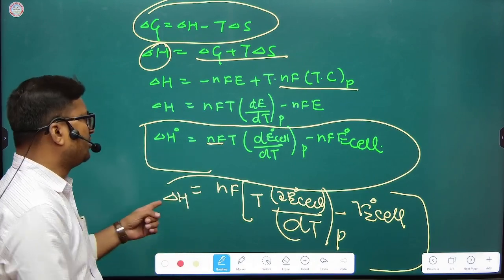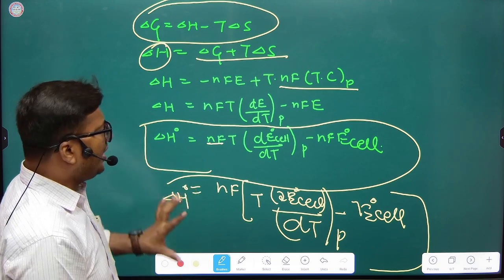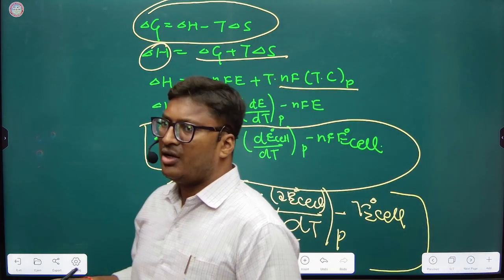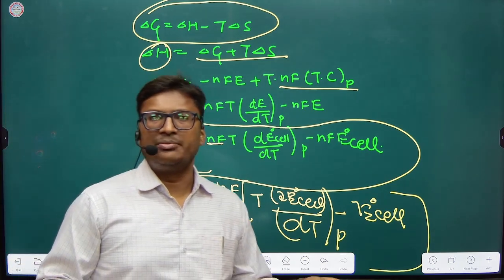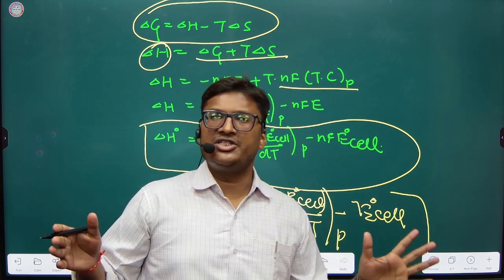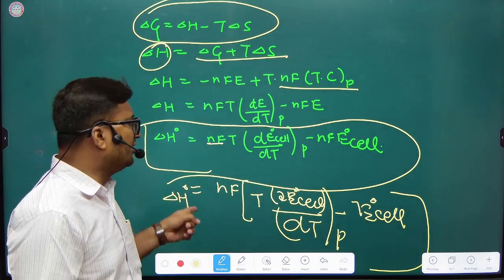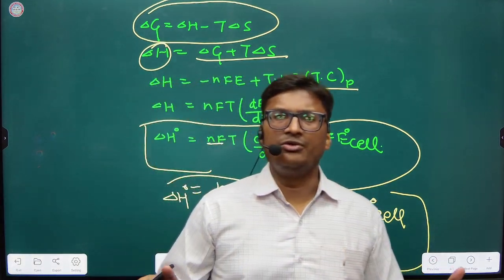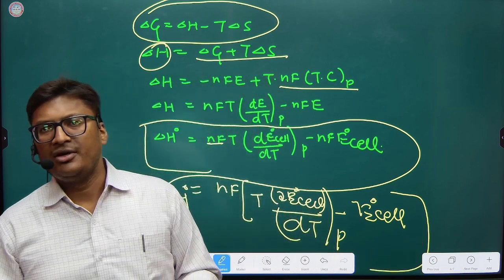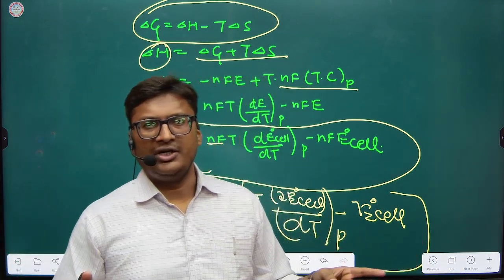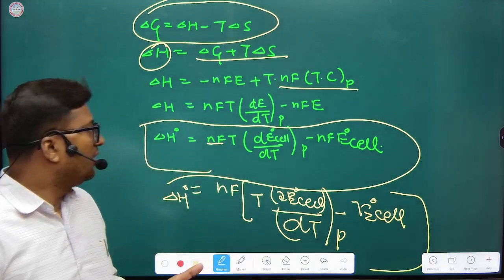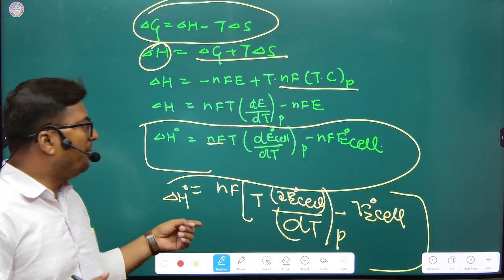So if this delta H naught is negative, it means this favors the formation of the product, or you can simply say the reaction is exothermic. It means there is a chance of the temperature of the electrochemical cell increasing. And if this delta H naught is positive, then it gives us the idea that this electrochemical cell may be operated endothermically. It means there is a need for heat, or temperature, for the reaction to happen.